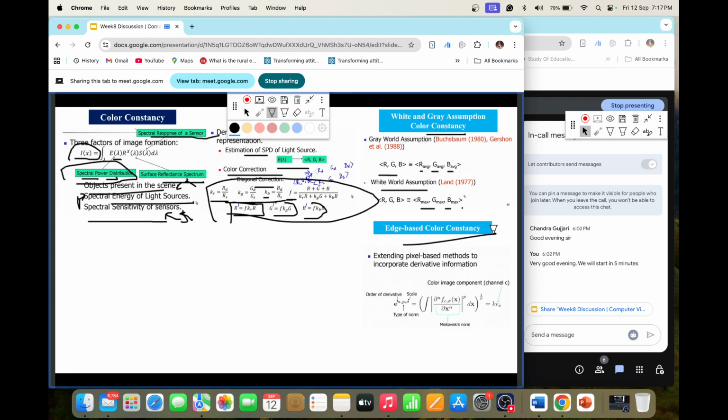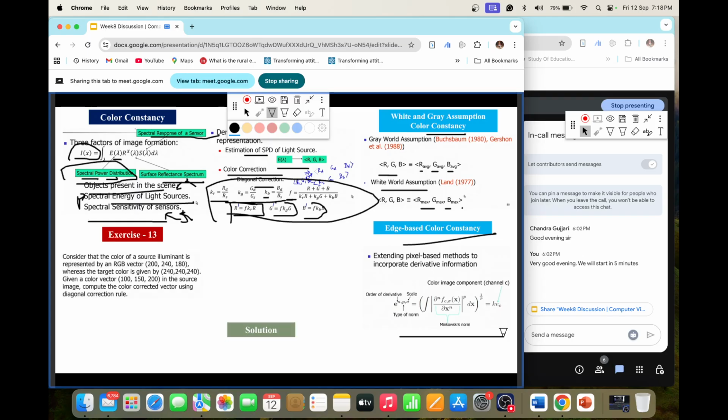Okay, so edge based color constancy, this is the formula. The formula would be given to you, and you would be asked to solve it. So let's tackle it with some numerical, it will be easier to understand.